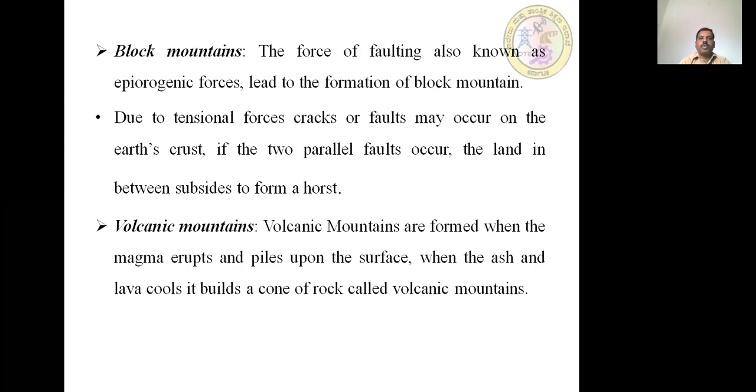Next, coming to block mountains. The force of uplift, also known as epeirogenic forces, leads to the formation of block mountains. Due to tensional forces, cracks or faults may occur in the Earth's crust. If two parallel faults occur, the land in between subsides to form a rift valley, and the sides form horsts. Next one is volcanic mountains. Volcanic mountains are formed when magma erupts and piles up on the surface. When the ash and lava cool, they build a cone-shaped rock called a volcanic mountain.